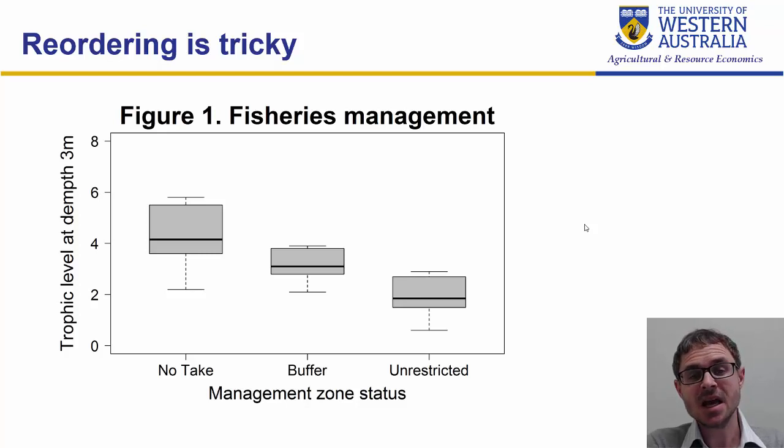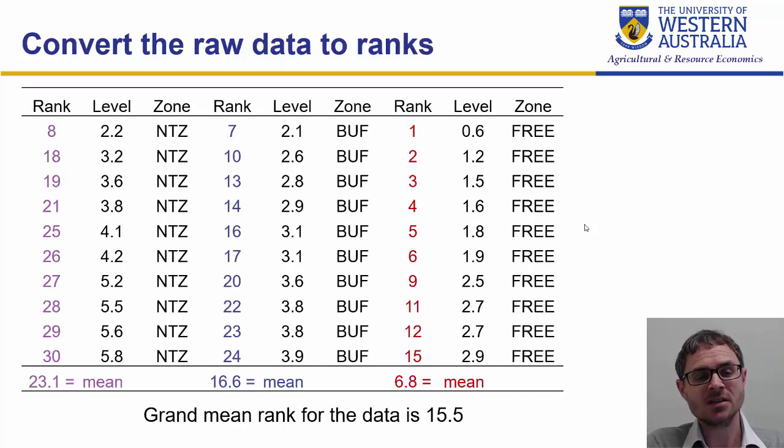To conduct our test, we're going to convert our raw data into ranks. So this is what's going to happen in the background. We're going to find all of the trophic levels and rank them from highest to lowest or lowest to highest. It doesn't actually matter as long as you're consistent. We're going to get three different rank orders for our data, and it's the rank order of the data that is used to conduct our test. So not the actual values, but the ranks.